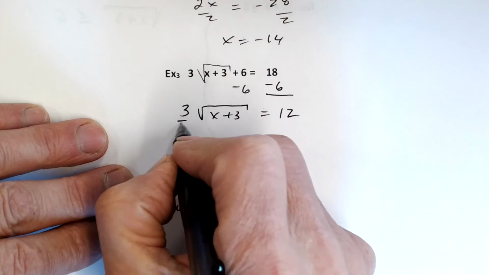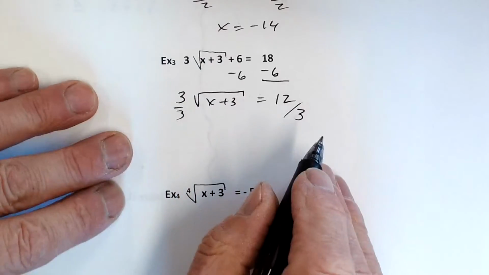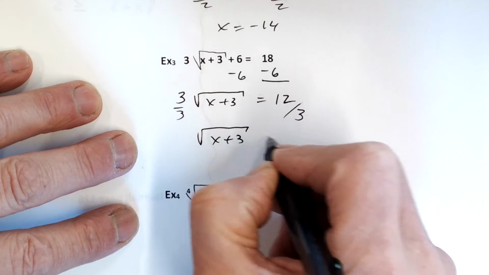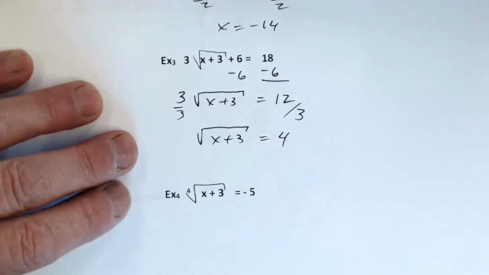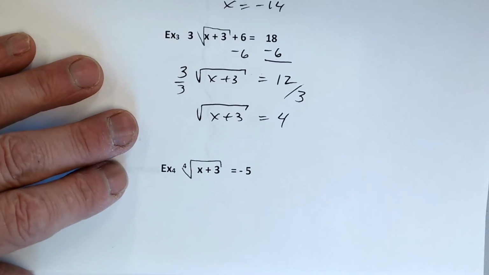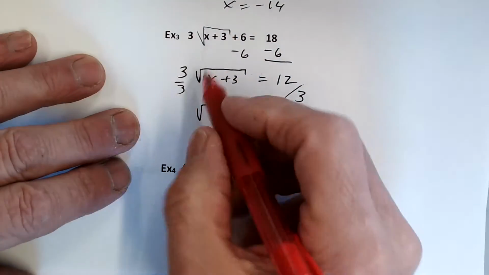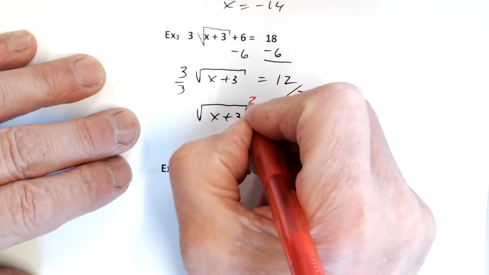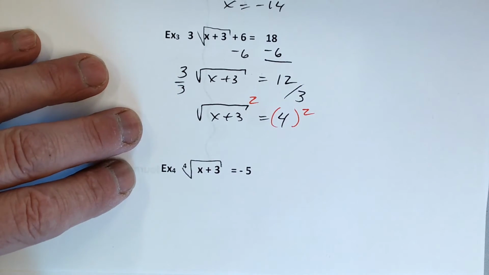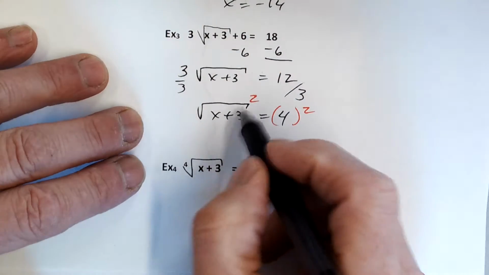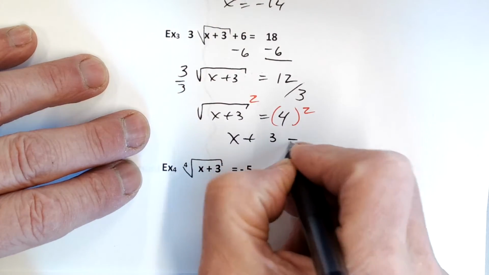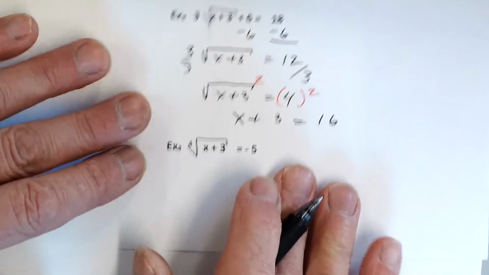Divide by 3, square root of x plus 3 equals 4. How am I doing, okay? I'm going to undo the square root by squaring both sides, right? Because my square will cancel out the square root. I'll get x plus 3 equals 16.